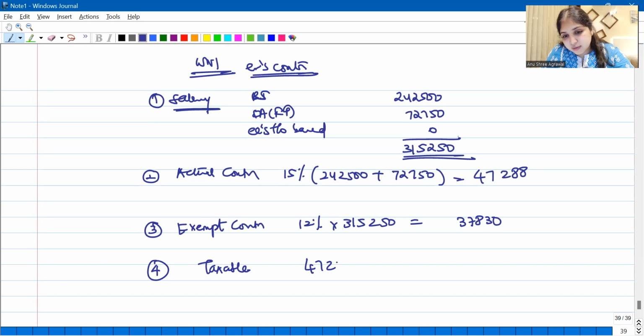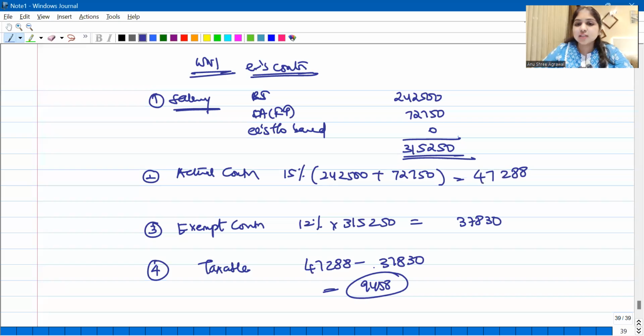So what is going to be the taxable contribution? I received 47,288, out of which 37,830 is exempt. So what is the balance now? The balance 9,458. This is going to be my taxable contribution. Did you all understand? Yes, actual contribution is not 15% of this number.